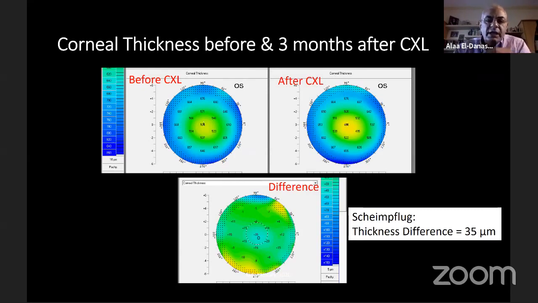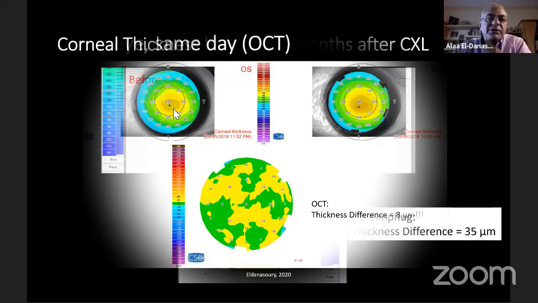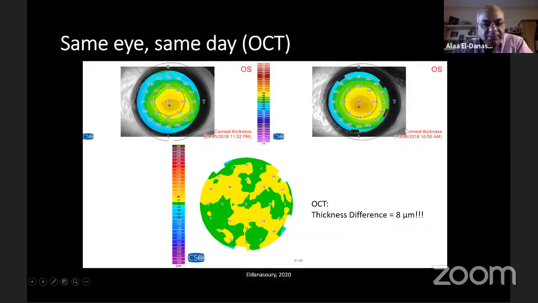I can show you the next slide. This is the same patient, the same eye, examined on the same day with the OCT. This is the pre-cross-linking, this is 3 months after cross-linking, and this is the difference in thickness. So the difference in thickness in the same patient on the same day with the OCT was only 8 microns. So the thinning that happens after cross-linking and is being published in maybe hundreds of papers may not be very accurate because the measurement was done with the Scheimpflug.